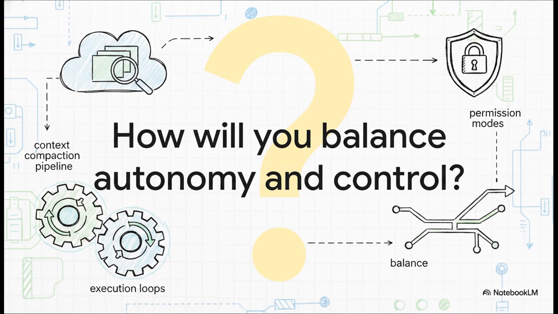We've seen how execution loops drive action, how context compression pipelines optimize memory, and how permission modes secure autonomy. So, as future systems engineers, which bottleneck are you going to prioritize? How will you balance autonomy with control and complexity with simplicity in the architectures you build next? Keep these blueprints in mind, and thank you so much for joining me to unpack this architecture today.